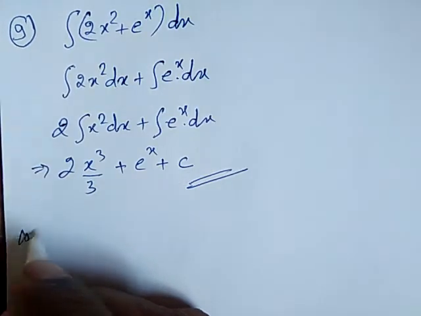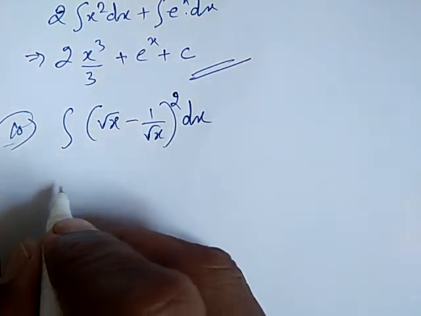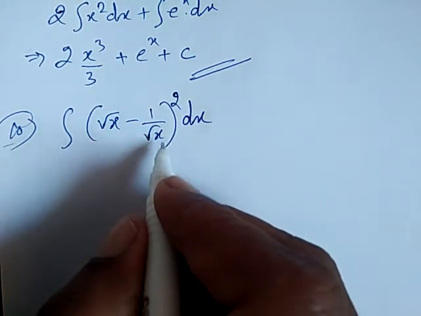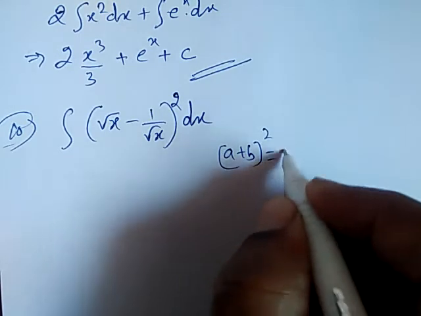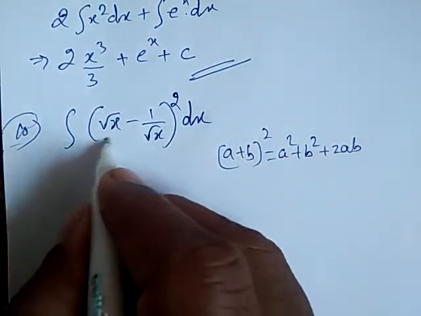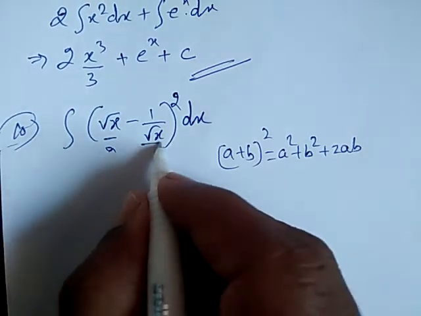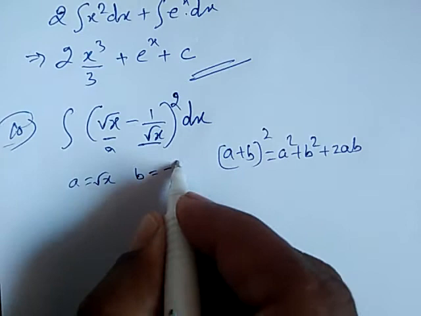Okay, next we will go for question number 10. So question number 10 is like this. Here it is a minus b whole square, a formula is there. You can apply the a plus b whole square formula here also, which as you know is a square plus b square plus 2ab. If you take plus, you should take a as this one and b as the complete minus: a as root x and b as minus 1 by root x.